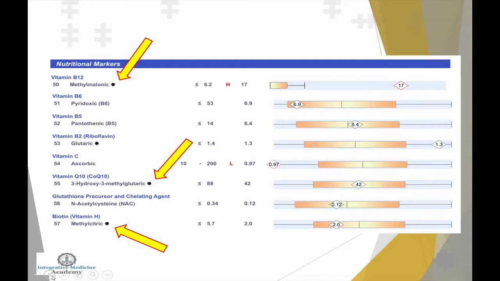Of the three that have arrows pointing to them, if I were to have a rough estimate of which one of those you might actually see elevated more commonly than others, it'd probably go methylmalonic first, vitamin CoQ10 second, methylcitric third on that list as far as commonality. But as a general rule, they're not commonly abnormal.